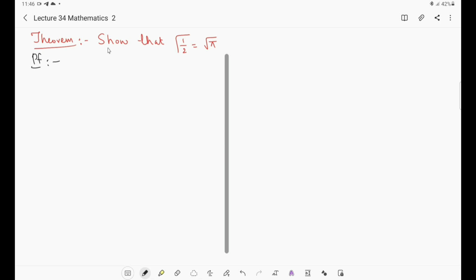Okay, the second theorem is to show that gamma half equals root pi, right? So the value of gamma half will be root pi if we prove this. So let us prove this. Already we have the relation between beta and gamma function: beta of m comma n equals gamma m into gamma n by gamma m plus n. This is the relation that we have already established.